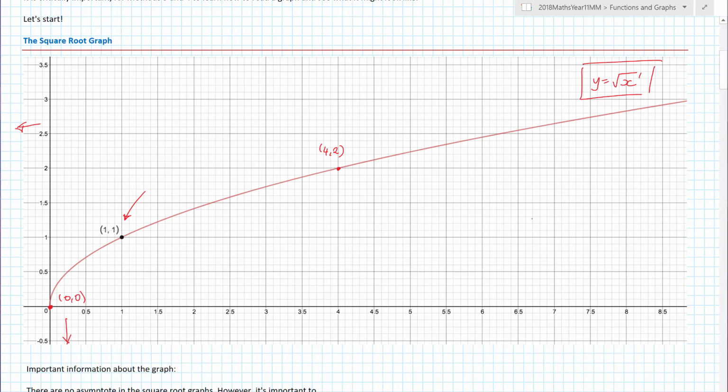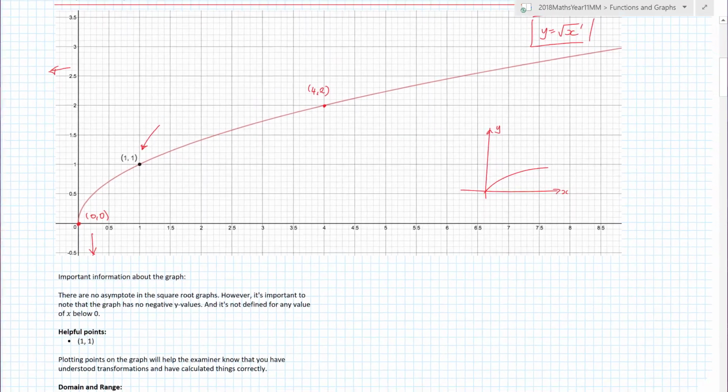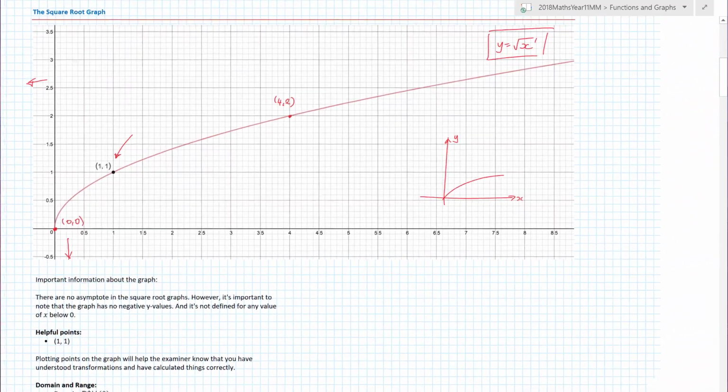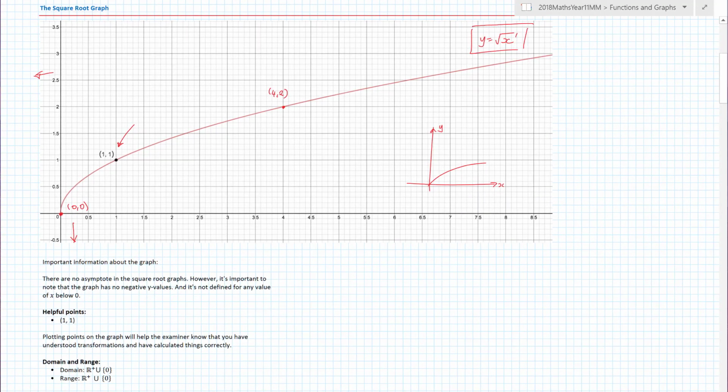So nice quick sketch whenever you're drawing a root graph, and there you go, y, x. Are there asymptotes? Nope, there aren't any asymptotes. There's just sections of the graph that are undefined. So like in this situation, whole sections of the graph that are undefined. What are the domain and range of this particular function? Well, if I make this slightly smaller, then we've got it all in here on this sheet of paper. Helpful points 1, 1. Yes, domain and range.